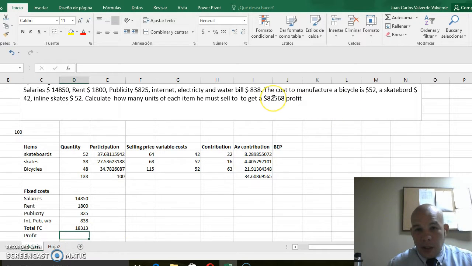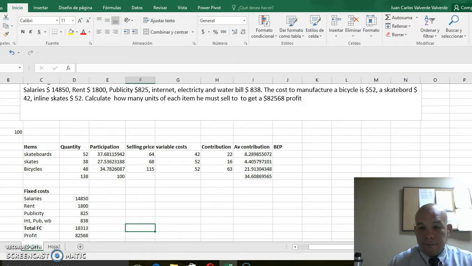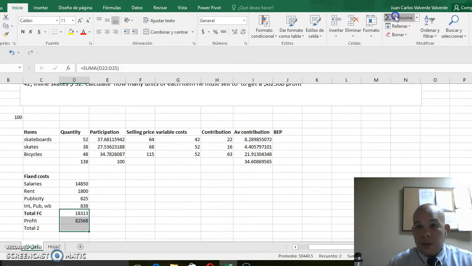Now the profit that we want to make is $82,568. And we get total number 2. Total 2 means the total fixed cost plus the profit, and we add it up.